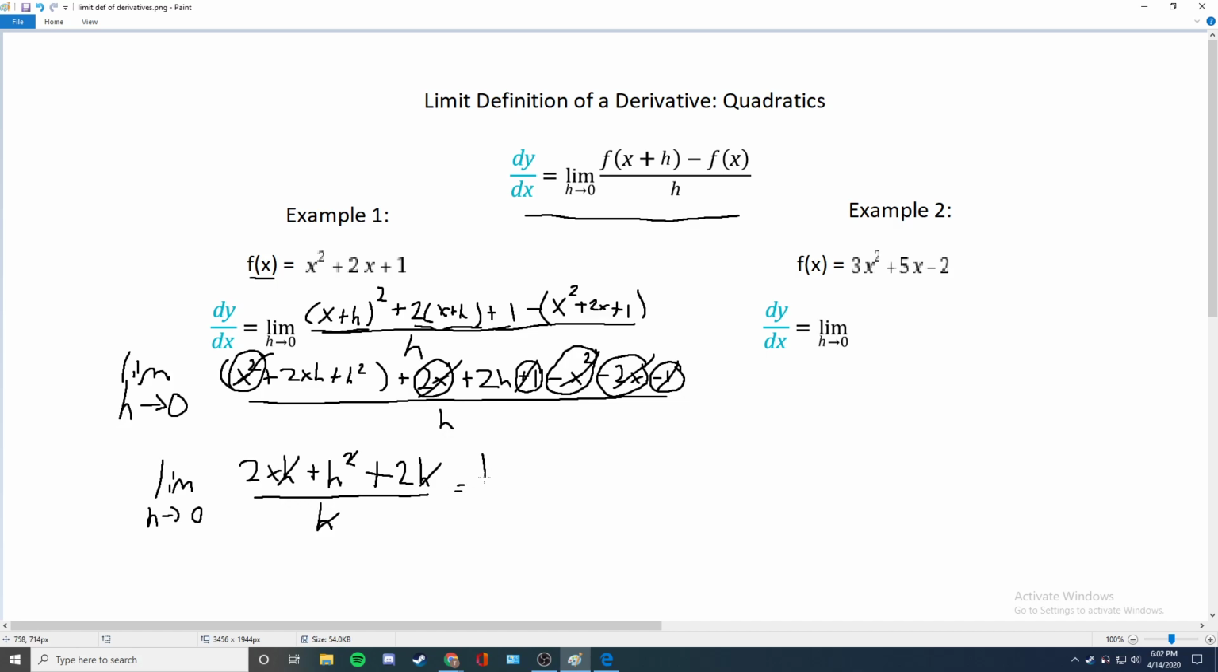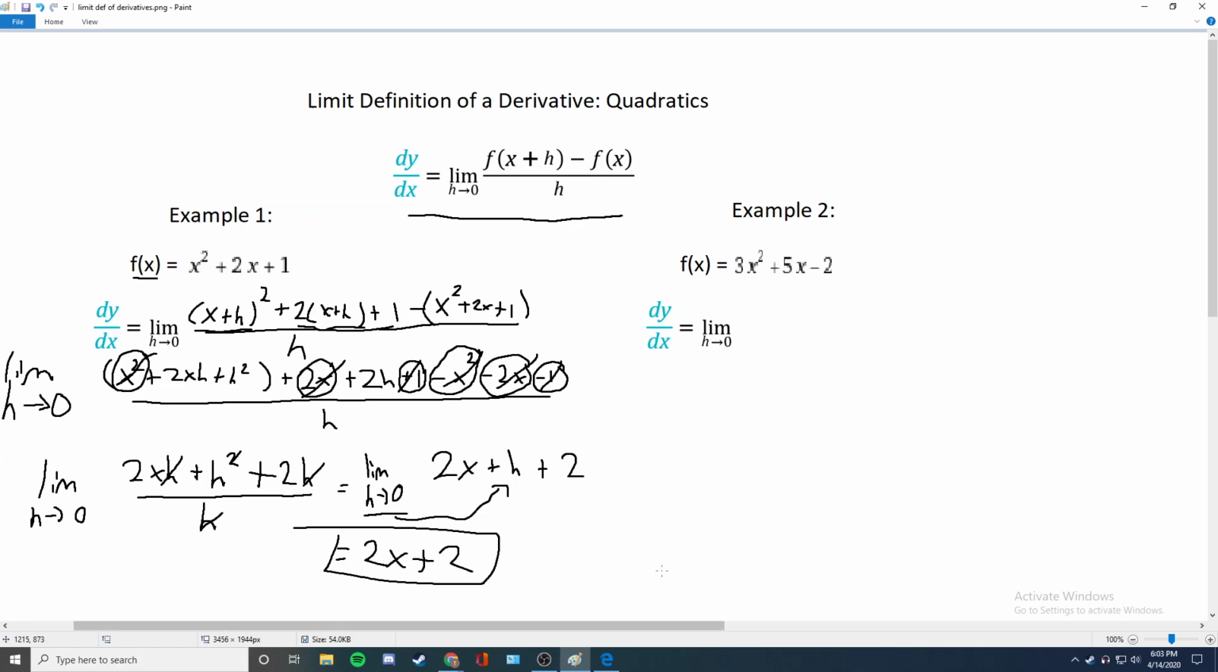So we still have our limit as h approaches 0. Now we've got 2x plus h plus 2. And now we just plug 0 in for h right there. So our derivative in this case is just 2x plus 2.